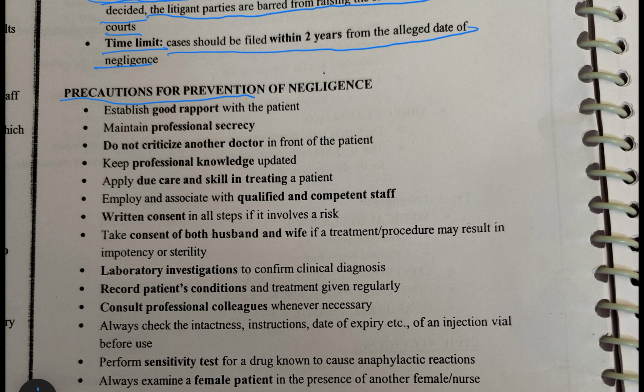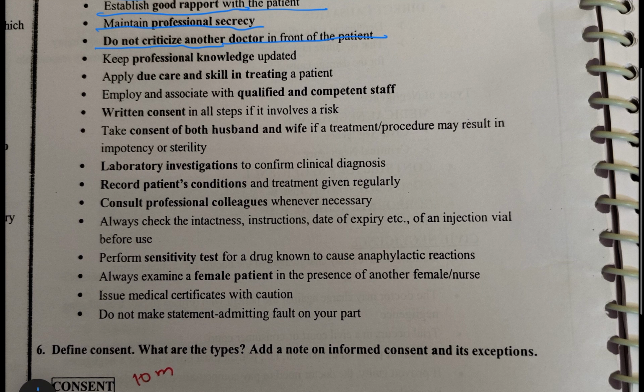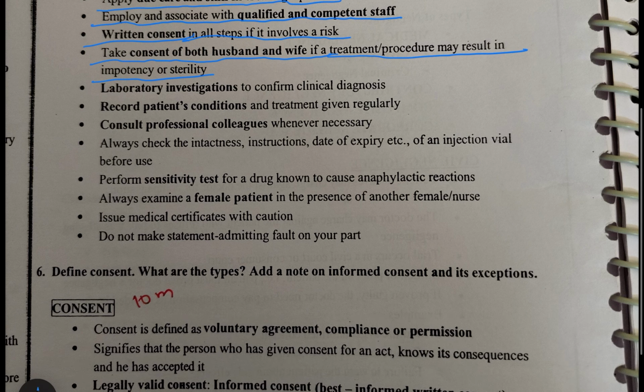Precautions for prevention of negligence. Establish good rapport with the patient. Maintain professional secrecy. Do not criticize another doctor in front of the patient. Keep professional knowledge updated. Apply due care and skill in treating a patient. Employ and associate with qualified and competent staff. Take consent in all steps if it involves risk. Take consent from both husband and wife if a treatment procedure may result in impotency or sterility. Laboratory investigation to confirm clinical diagnosis.